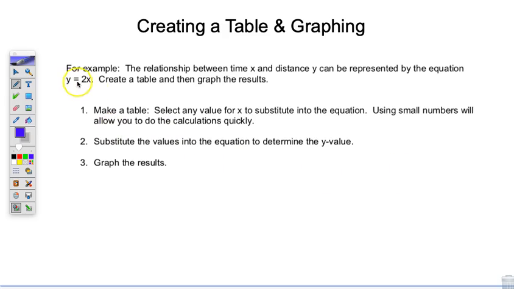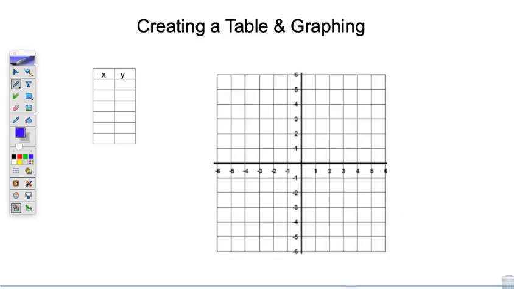So the first thing when you have an equation is to create a table. Now I would like you to select values for x to substitute in the equation. You can use any value, but using small numbers will allow you to do the calculations quickly. You will substitute the values into the equation to determine the y value, and then finally you will graph the results. So let's take a look at the table that I've set up and also the graph.